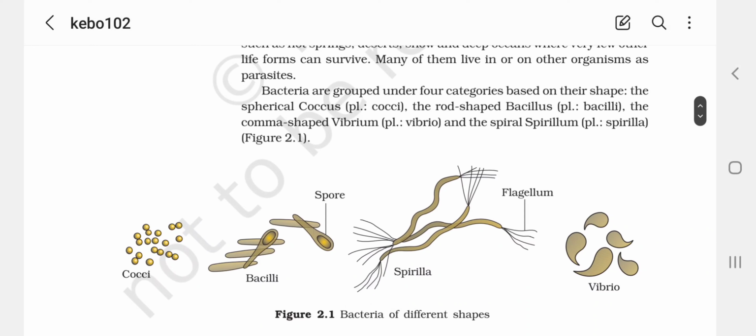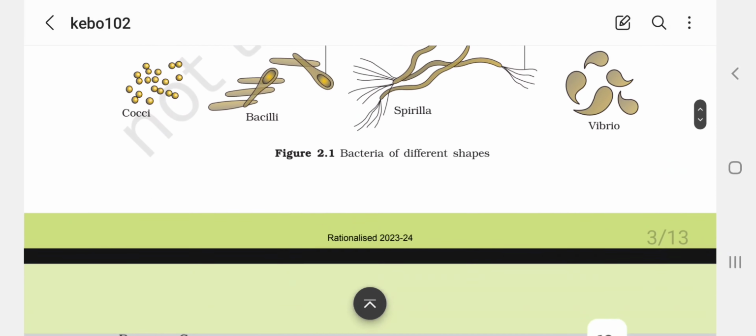Bacteria are grouped under four categories based on their shape: the spherical coccus, plural cocci; the rod-shaped bacillus, plural bacilli; the comma-shaped vibrio, plural vibrios; and the spiral spirillum, plural spirilla. Figure 2.1.